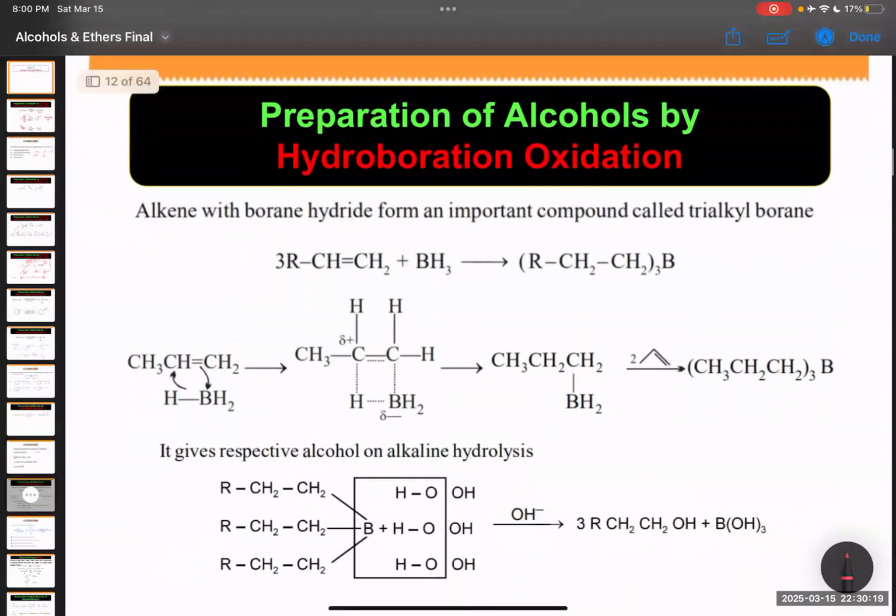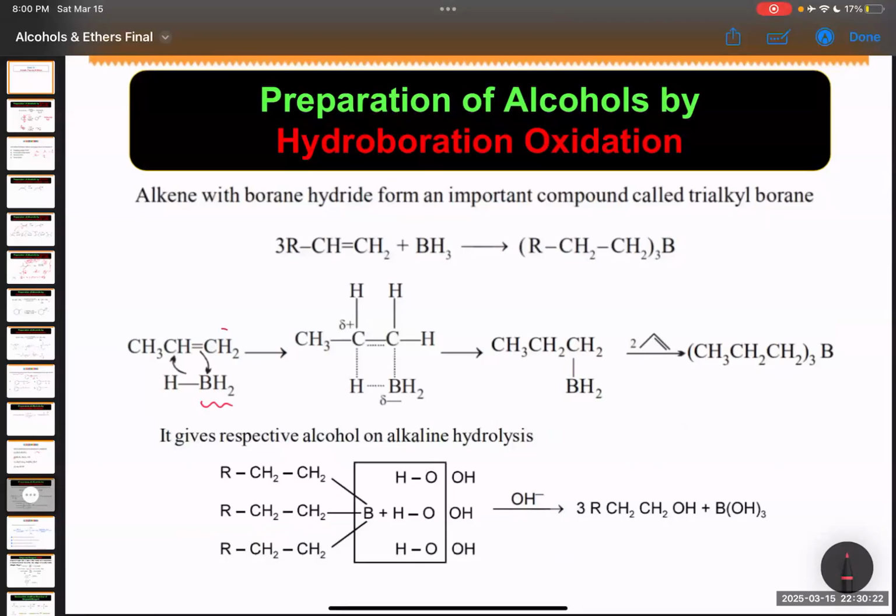So what's the mechanism? As I told you, boron being a larger atom will try to attach itself to the doubly bonded carbon which is lying outside. So H and B will be connected in this way. This is also a syn addition, which you should remember. Syn means hydrogen and boron are added on the same side. Then, because boron has 3 hydrogens, it can add to 1 alkene, and it can add to 2 more alkenes. So ultimately you have H and boron connected to 3 alkenes, and you have a trialkyl borane.